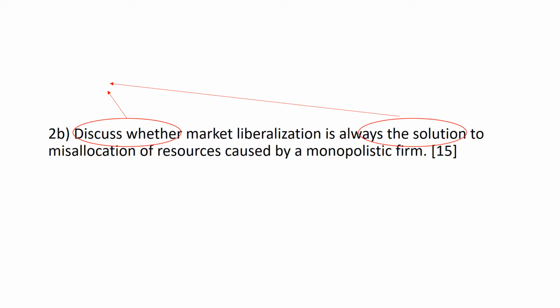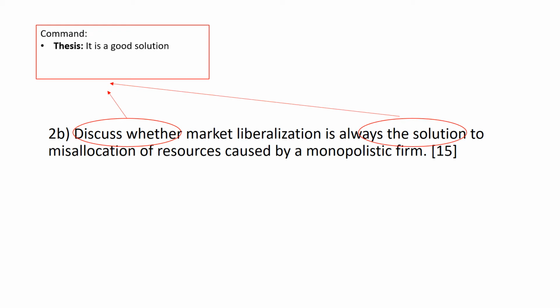In this case, if we read the question, our command is telling us that market liberalization is a good solution, right? So in this first argument, we have to talk about all the strengths of market liberalization. And the antithesis in this case is the argument that it is not always. They use the term "always the solution", so our counter argument has to be "not always the solution" and not about other policies. So the antithesis, I say again, is not about policies, but is arguing how it is not always the solution.